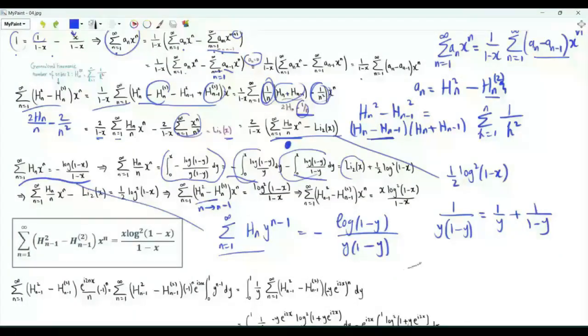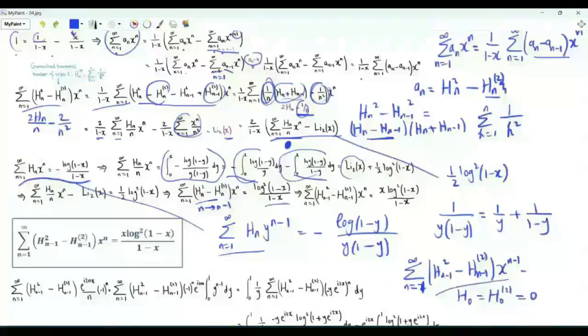In this sum, change n to n minus 1. We have the summation n from 2 to infinity of (H_{n-1} squared minus H_{n-1}). This bracket is multiplied by x to the power n minus 1. We can start this summation at 1. This sum is equal to the square of log(1 minus x) over (1 minus x). Multiplying both sides by x, we get this result here.